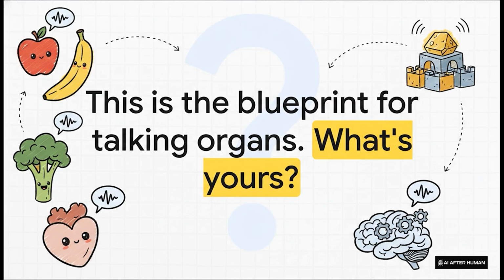And that leaves us with one final thought. We've just walked through the entire blueprint for a talking organ empire, but this is so much more than just a funny idea. It's a powerful framework. So the real question is, what are you going to apply it to? What's your golden nugget? What will your content empire be?